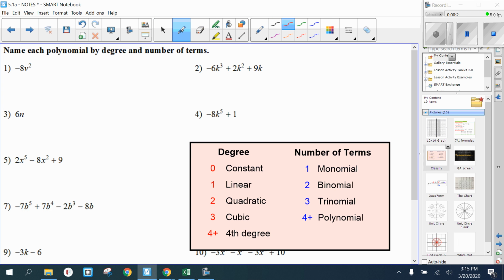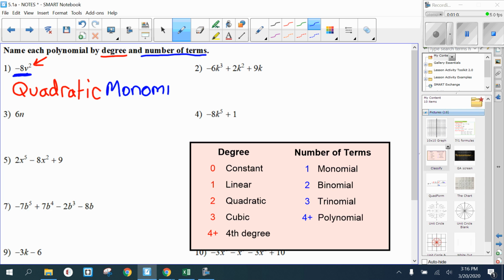The directions say name each polynomial by degree and number of terms. So notice I'm using red and blue because of the chart, red numbers and blue numbers. We're going to find the degree by the highest exponent, the exponent on the variable. So this is a degree 2, so find the red number 2 in that chart. That makes this a quadratic. Now for the blue, the number of terms, there's only one term, so find the blue number 1. That makes this a monomial. This is a quadratic monomial.